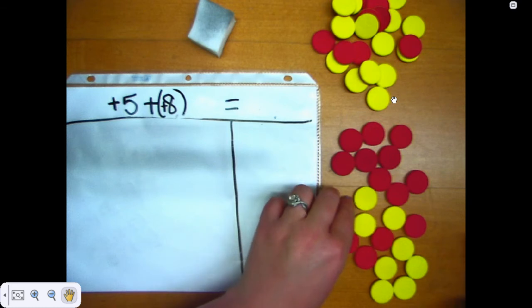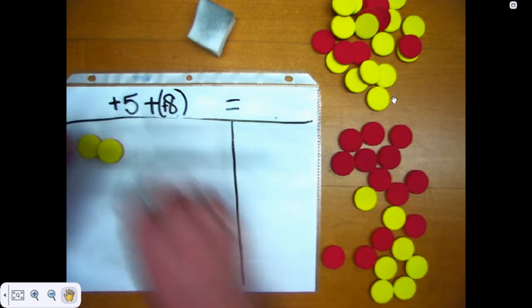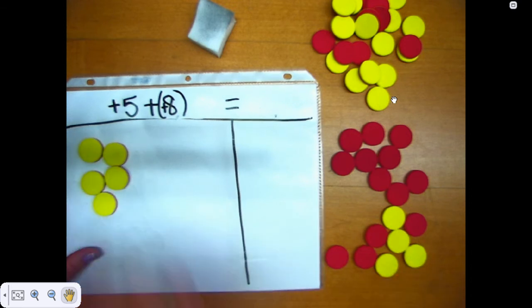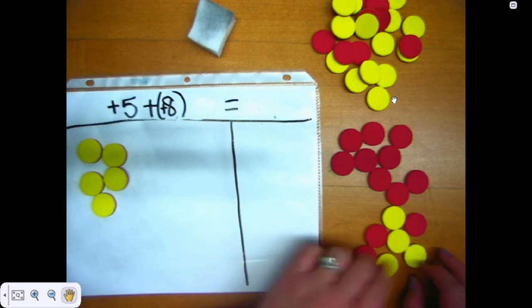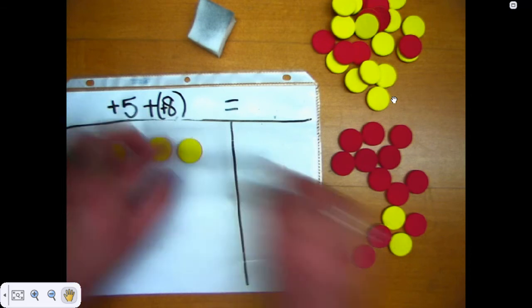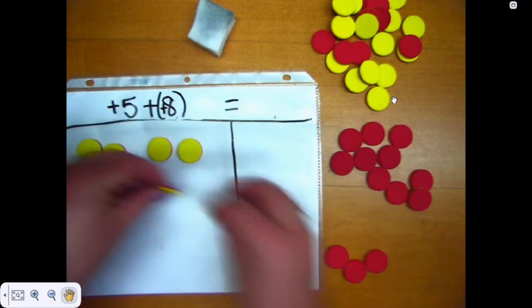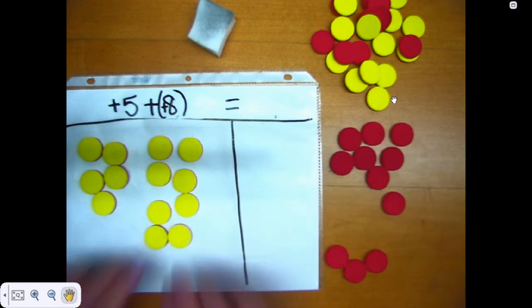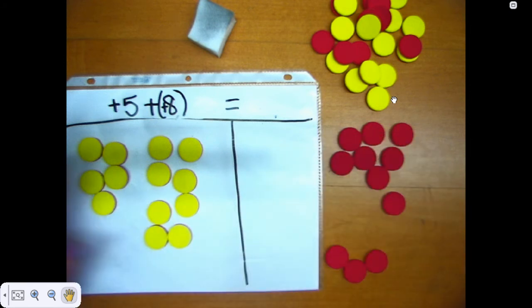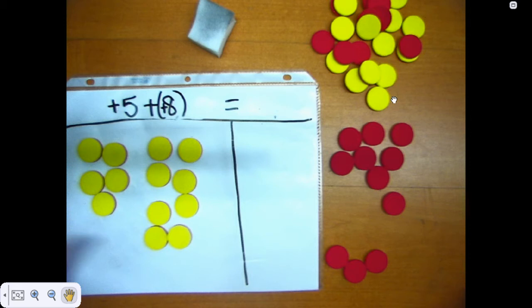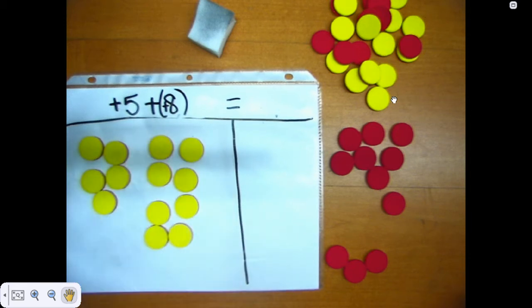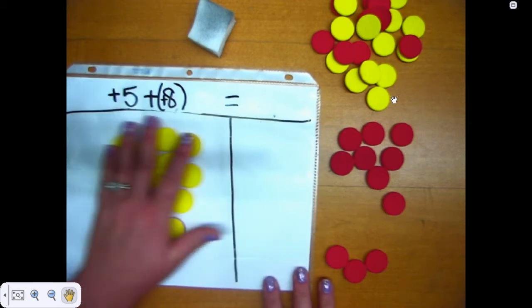So if I have positive 5, 1, 2, 3, 4, 5, and I add positive 8, 1, 2, 3, 4, 5, 6, 7, 8, then I have all the same color. But remember, go back and check it. I have positive 5 and I have positive 8, so my model's correct.